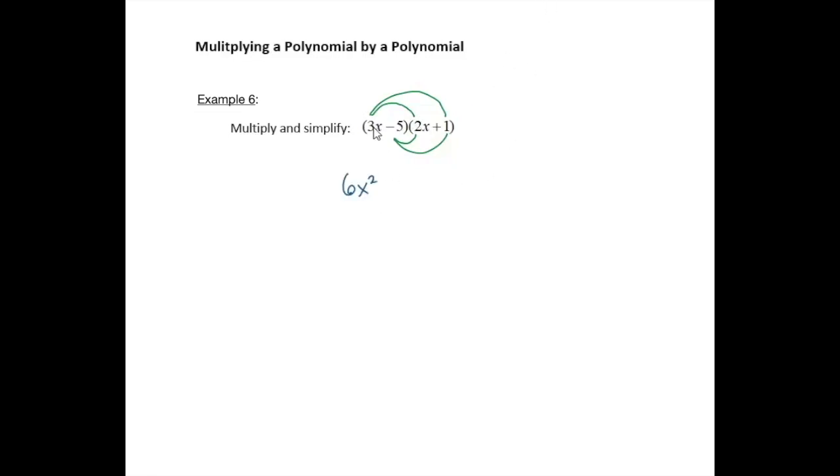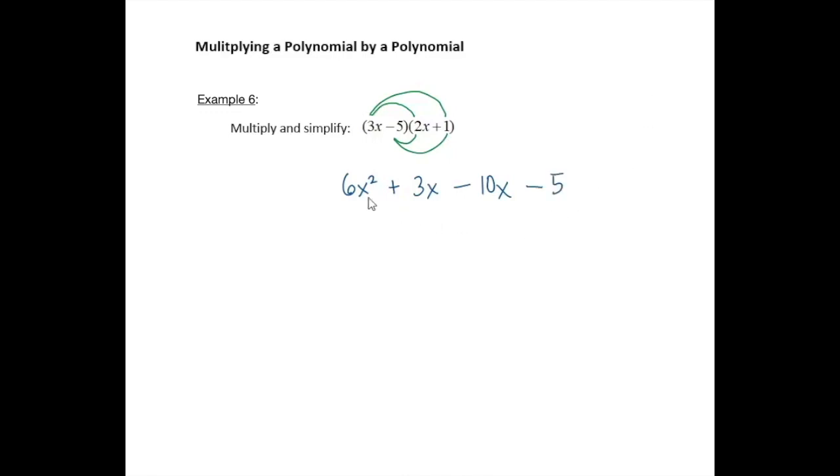Next, we'll multiply the 3x times the positive 1. 3x times 1 is 3x. Don't forget to put the plus because these are separate terms. Now we're done distributing the 3x, so we'll move to negative 5. Negative 5 times 2x is negative 5 times 2, or negative 10 times x. Again, each of these is a separate term. And last, we have negative 5 times positive 1, or negative 5.